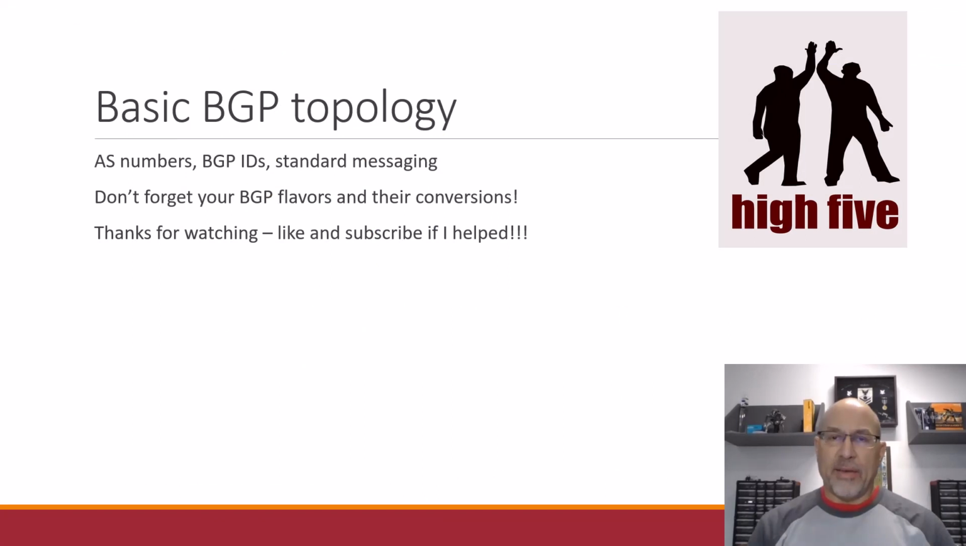All right, high five if you got all the way through this. This was the basic BGP build and a little explanation about what we were going to see. So we got some AS numbers, we got some BGP IDs, and then we've got our peers with standard messaging. Don't forget your BGP flavors, right? It might be the autonomous system flavors or your internal or external BGP and all of the messages that are exchanged.